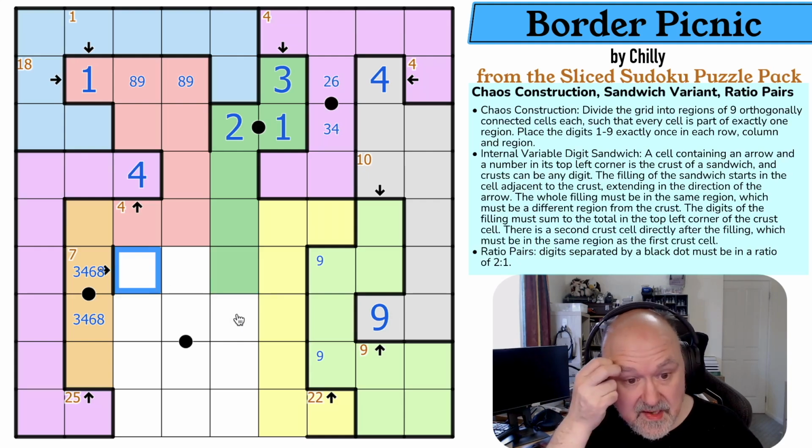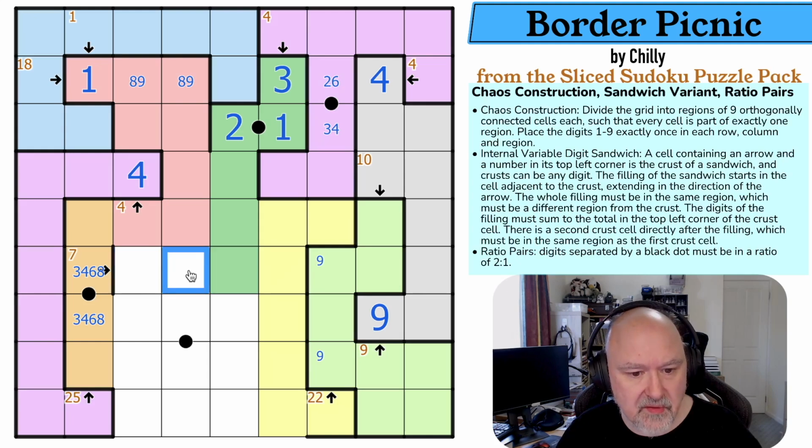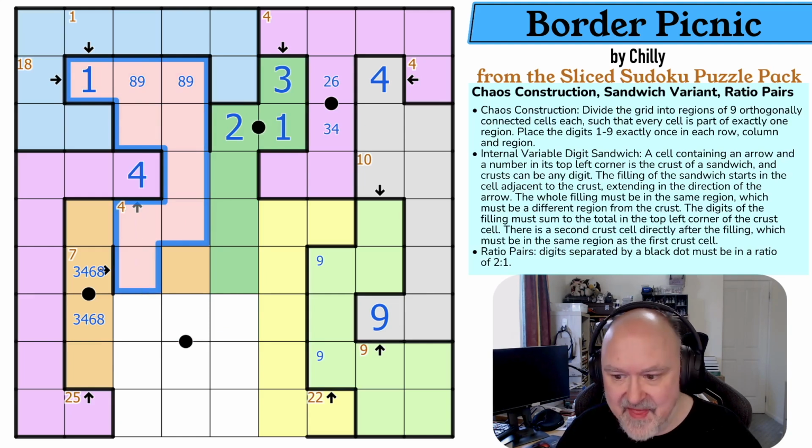This now can't be orange, but there must be an orange at the other end of the clue. So this must be orange. So what can this be? If this was green, 1, 2, 3, 4, 5, 6, 7, 8, 9, 10. This must be red. 1, 2, 3, 4, 5, 6, 7, 8, 9. And that ends red.